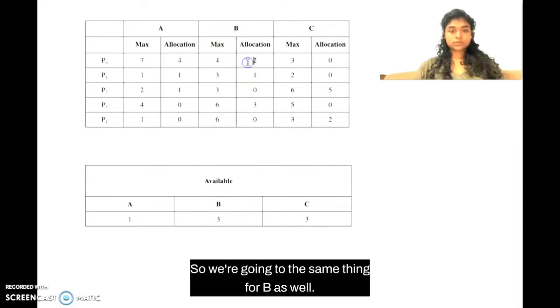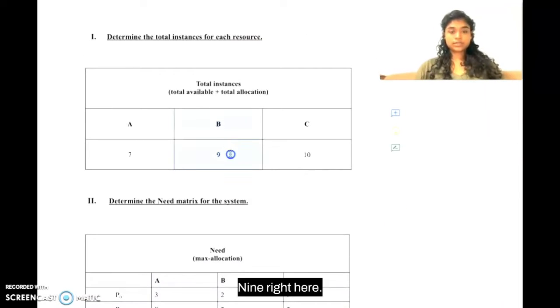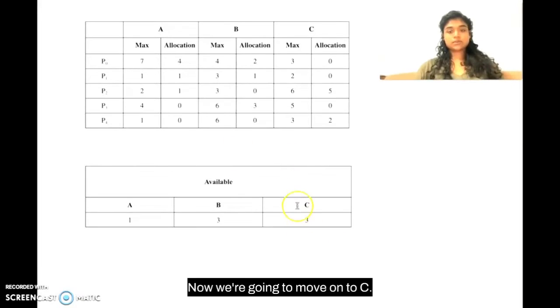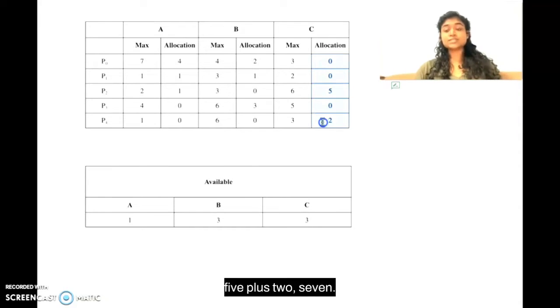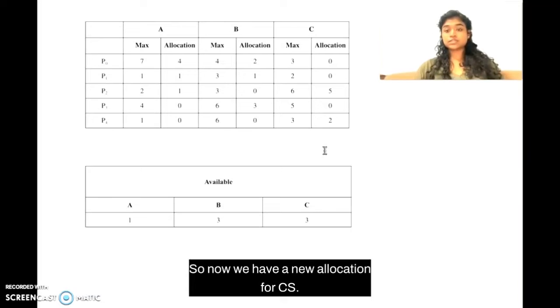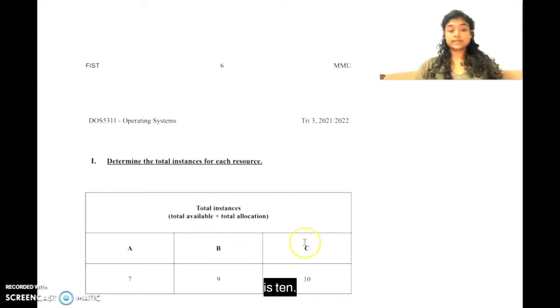Next we have B. We're going to do the same thing for B as well. 2 plus 1 is 3. 3 plus 0, 3. 3 plus 3, 6. 6 plus 0 is 6. Now the available for B is 3, so 6 plus 3 is 9. That's 9 right here. Now we're going to move on to C. C's allocation: 0 plus 0, 0, 0 plus 5, 5, 5 plus 0, 5, 5 plus 2, 7. So now we have a new allocation for C as 7. 7 plus 3, which is available for C, is 10.